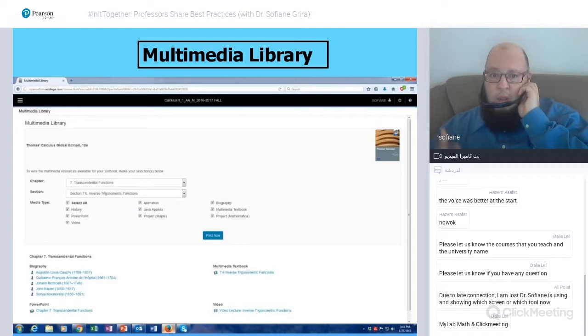So the good thing about MyLab Plus, you don't need to upload anything, because the student will go to the multimedia library, select the chapter and the sections, then click find now. So they will find the slides, the ebook, the videos, animation, everything is there. So you don't need to upload anything. It's hassle-free, really. Everything is there for the students.